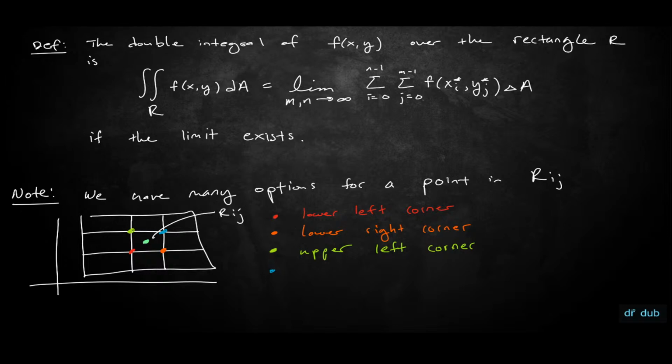So there are many options. These are just 5 commonly chosen points. So you might say, okay, over every rectangle, I want to use the lower left corner. And that would be a lower left corner approximation. Kind of like we used left endpoints and right endpoints and midpoints for Riemann sum approximations.